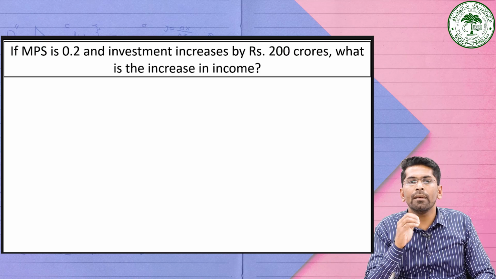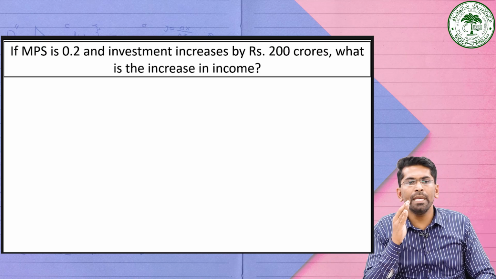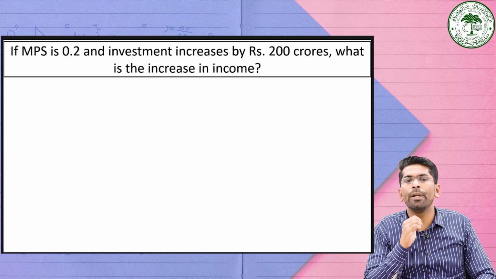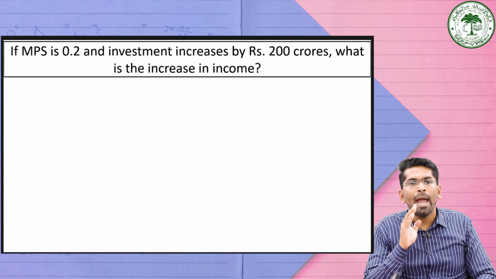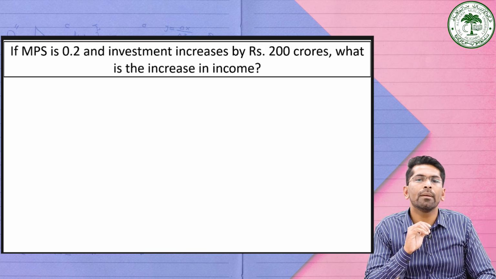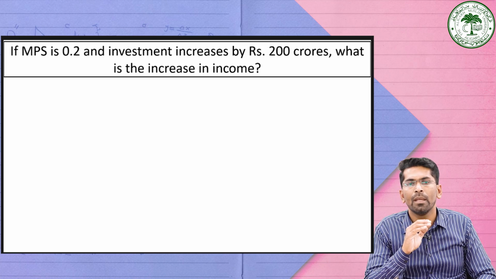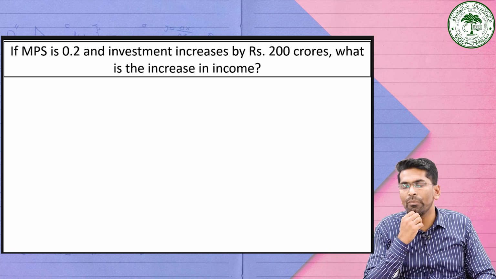Now consider another question. See, if the MPS, marginal propensity to save, is equal to 0.2, and the investment is increased by 200 crore, what is the increase in the level of income?